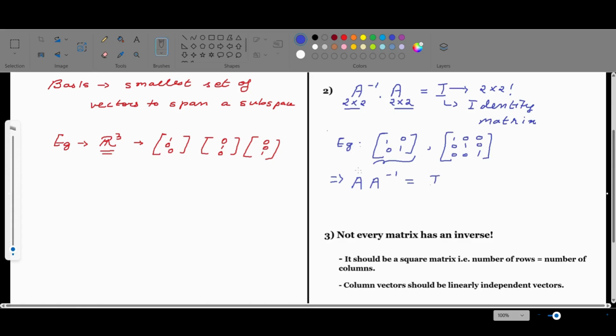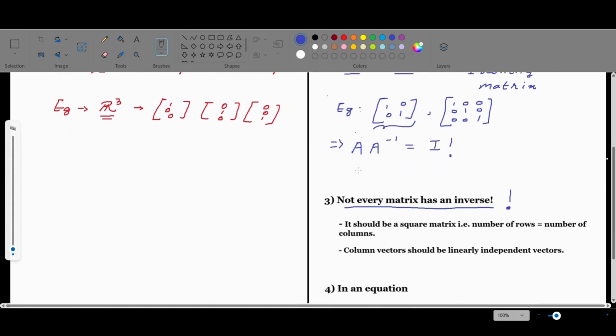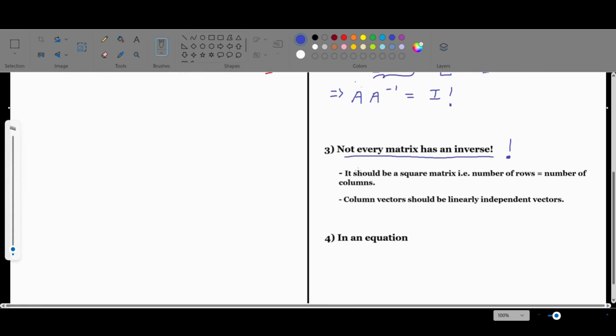Now, number 3 is that not every matrix has an inverse. This is a very interesting point. It says that for a matrix to have an inverse, there are two necessary conditions. Number 1, it should be a square matrix. Number 2, the column vectors should be independent, linearly independent. There are other ways of defining it using the determinant, etc., but we'll stick to this definition.